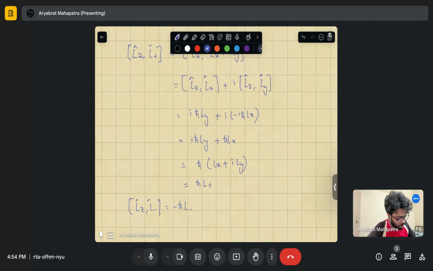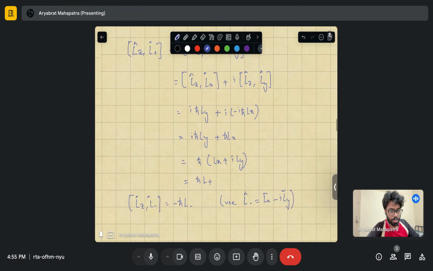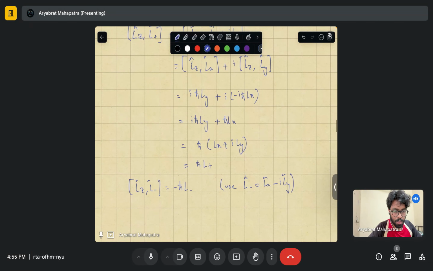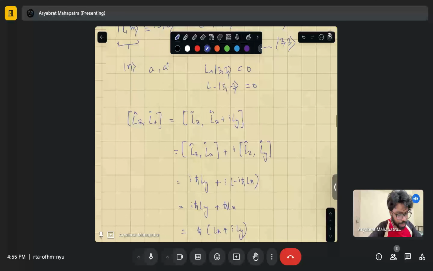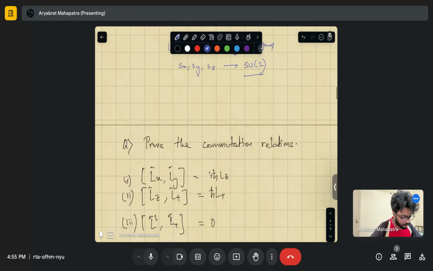For that you will use L minus is Lx minus i Ly. That is how you can prove this. Did you get this? Yes.